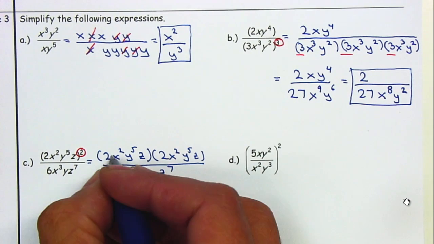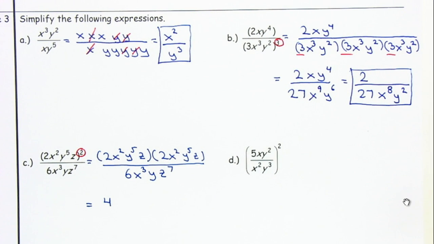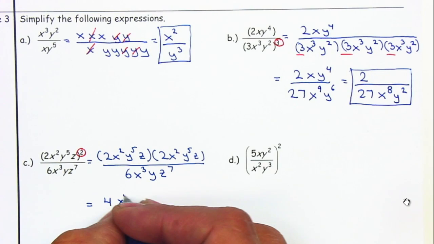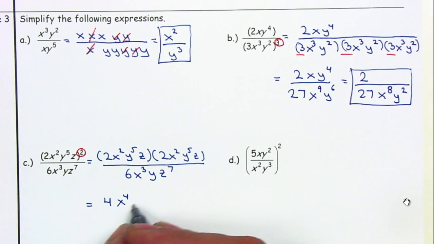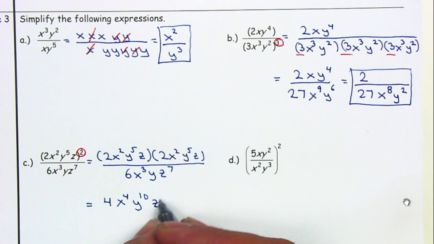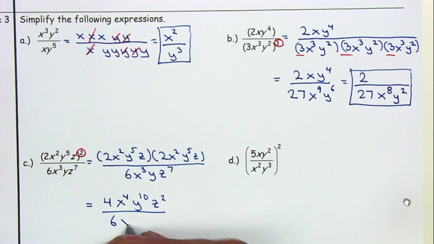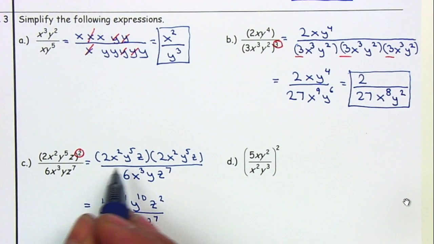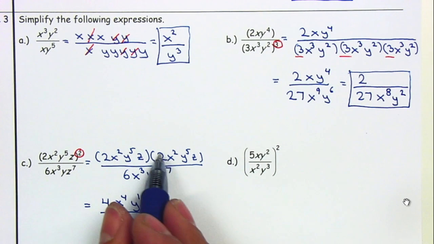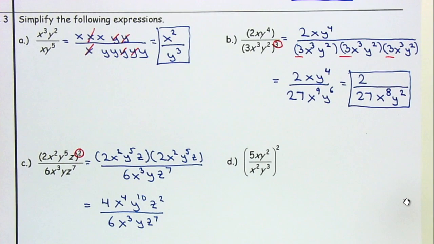I'm going to simplify the top. 2 times 2 will be 4. How many x's do I have? 4. How many y's? 5 and 5 will be 10. How many z's? 1 and 1 will be 2. Denominator, I have 6x to the third, y, z to the 7. So what we've done so far, we just simplified the top. The bottom one, we just kept the same.